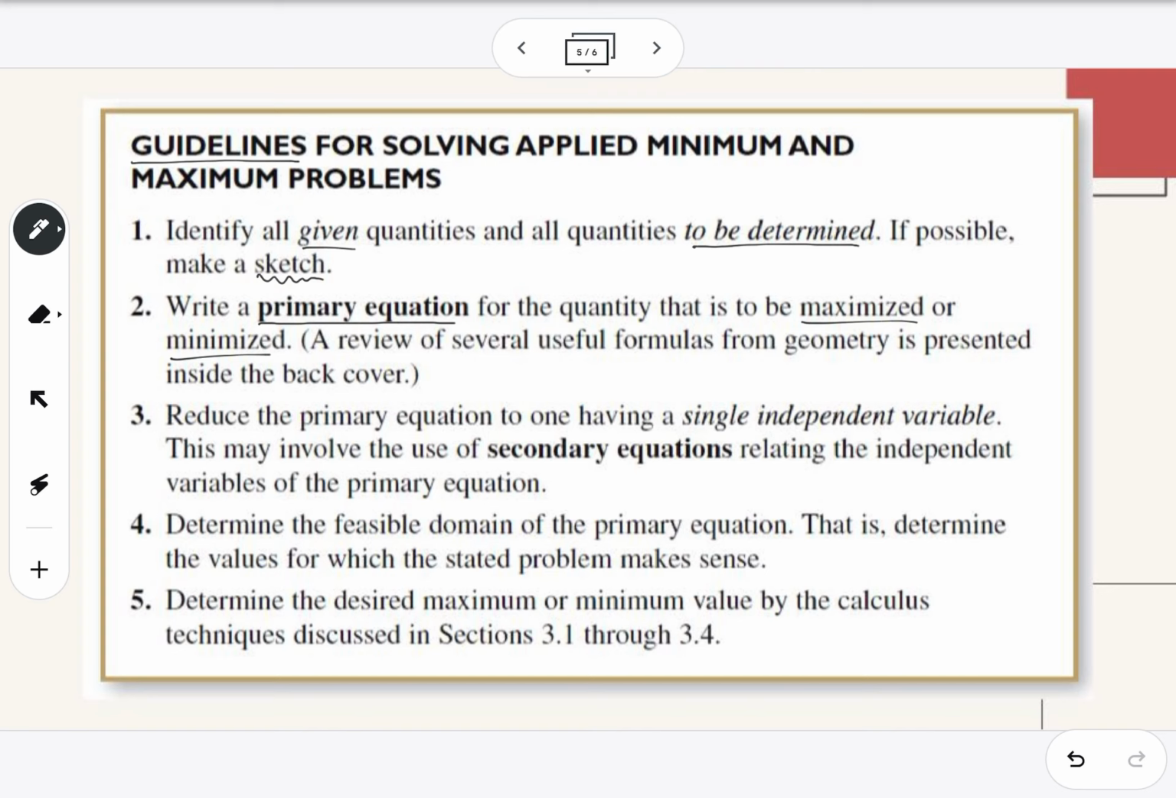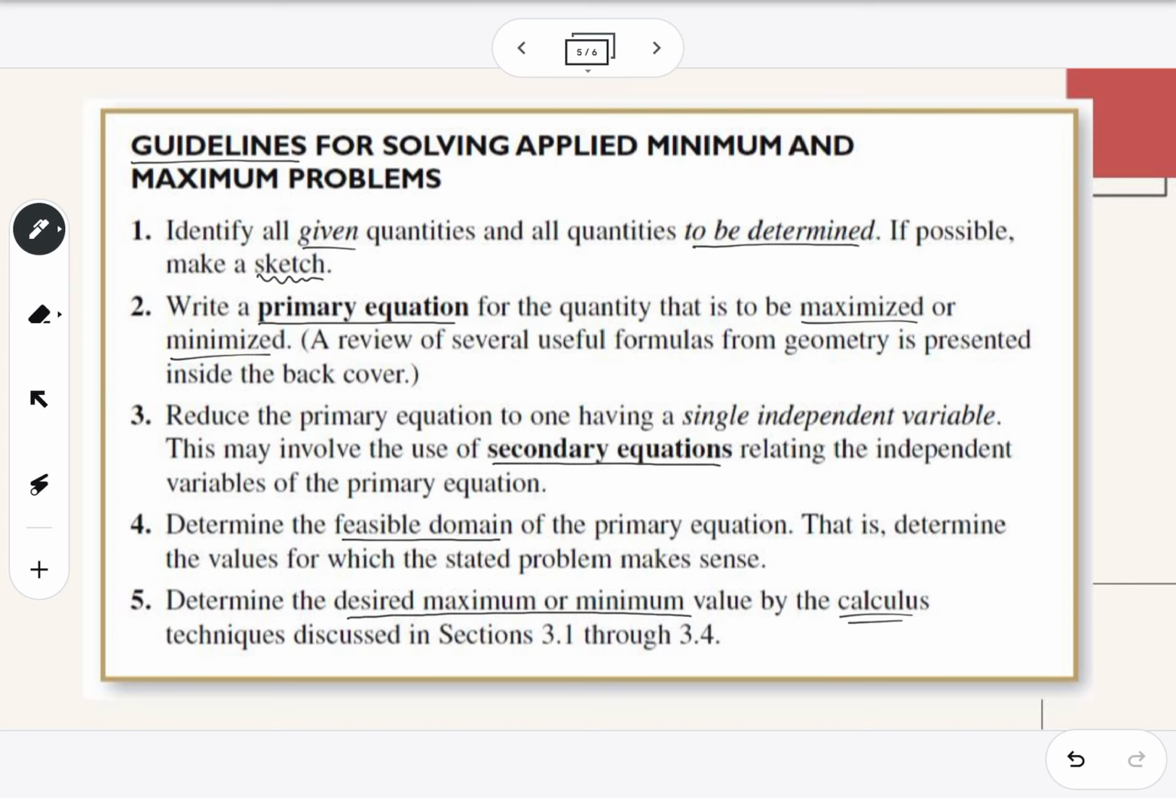Reduce the primary equation to one having a single independent variable, so you might need to use a secondary equation. Remember how we had two equations? I solved one equation out for one variable and then substituted into my primary. Find your feasible domain, so what kind of endpoints would make sense. Sometimes you're not really going to be able to have a feasible domain. It totally depends on the problem, but usually you can have some kind of educated guess about what your final answer should be. And then you're going to determine the desired maximum or minimum value by the calc techniques that we discussed in the beginning of chapter 3. So find your derivatives, figure out where your maxes and your mins are.